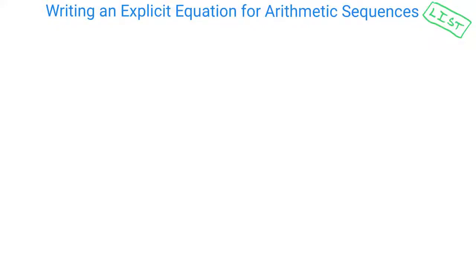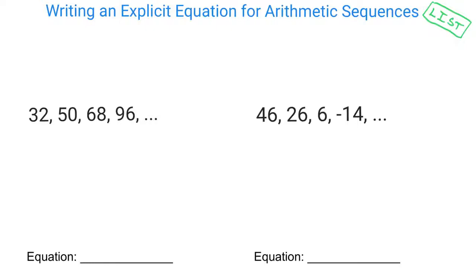In this video, we're going to focus on writing an explicit equation for arithmetic sequences when they're listed out. So that means it would look something similar to these two examples, where you have just the numbers in a simple list. So this is a great example of a sequence where the numbers are in a simple pattern and the order of them does matter.